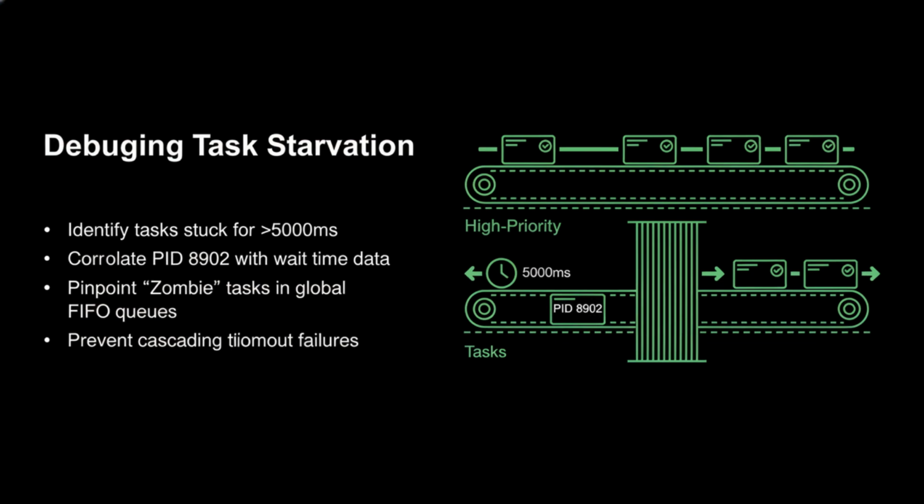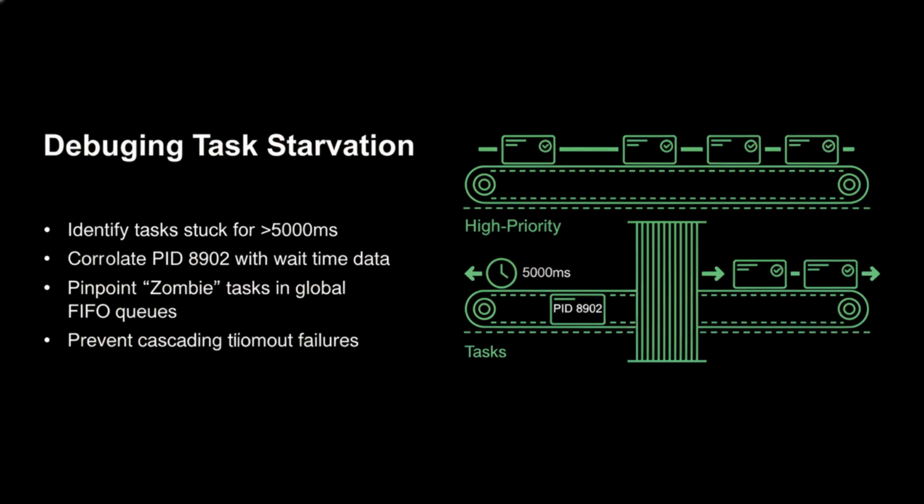By analyzing the SCHEDX dump, you can correlate task IDs with their wait times. If you notice a task with PID 8902 has been in the runnable state for 5,000 milliseconds without being dispatched, the dump will reveal exactly where it is stuck. Is it in a global FIFO queue? Is it pinned to a CPU that is currently running a high-priority interrupt? The dump provides the where and the why.